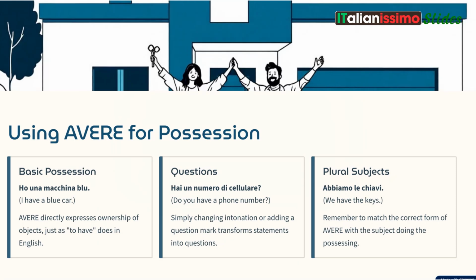Using avere for possession. Basic possession. Ho una macchina blu. I have a blue car. Avere directly expresses ownership just as to have does in English. Questions. Hai un numero di cellulare? Do you have a phone number? Simply changing intonation or adding a question mark turns a statement into a question. Plural subjects. Abbiamo le chiavi. We have the keys. Remember to match the correct form of avere with the subject that possesses.